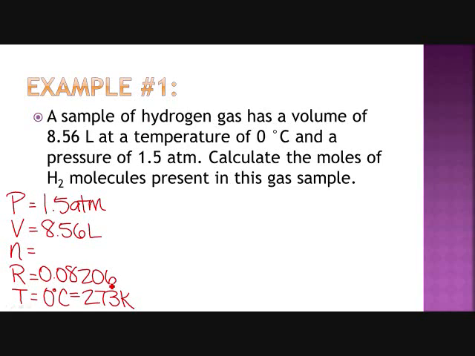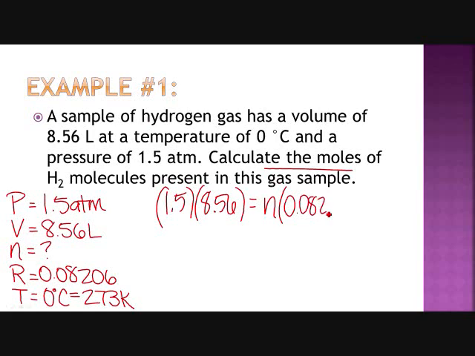And then we want to calculate moles, so we want to solve for n. Okay? So we should just plug that in and solve for the answer. So 1.5 times 8.56 equals n times 0.08206 times 273. What do you get?